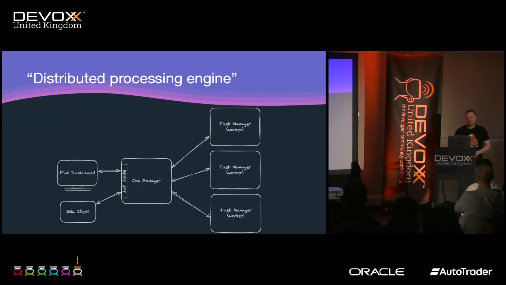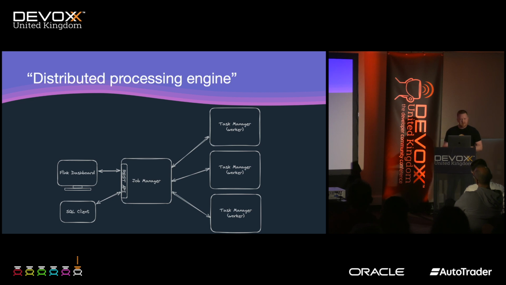Distributed processing engine. When we use Flink, we create a Flink cluster, which consists of job managers and task managers. The job manager is the coordinator, and the task managers are the worker nodes. When we say it scales horizontally, this is how we scale. We add more task managers to scale out horizontally. I'll talk a bit about scaling later on, but essentially, we spin up a cluster and we deploy our jobs to this cluster.